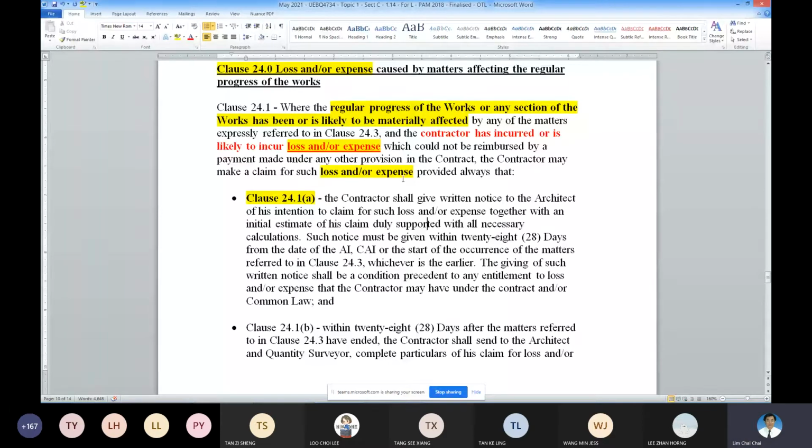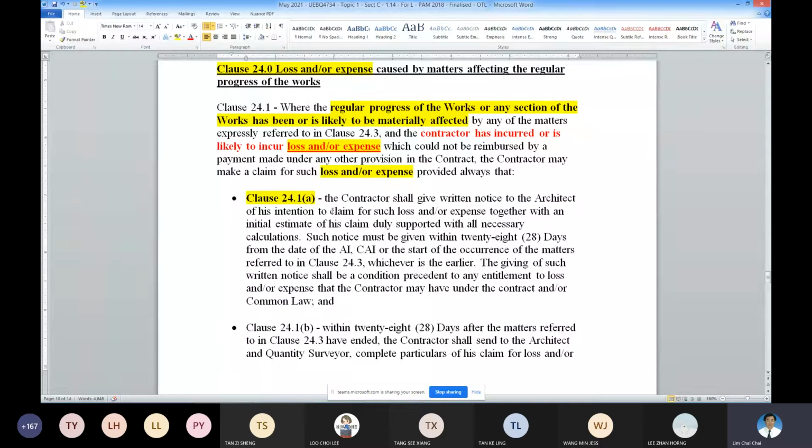Rather than putting loss and expense and extension of time in one letter, it will be very confusing when you want to compile your claim. Try to pick it up, because the clause references are different. But the procedures for extension of time and loss and expense are exactly the same.